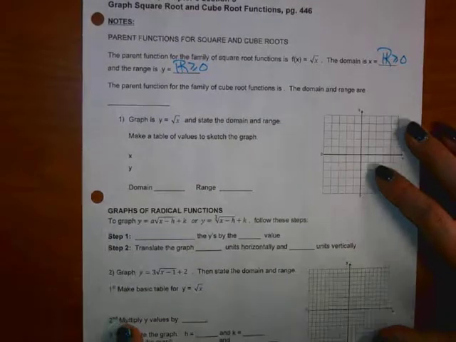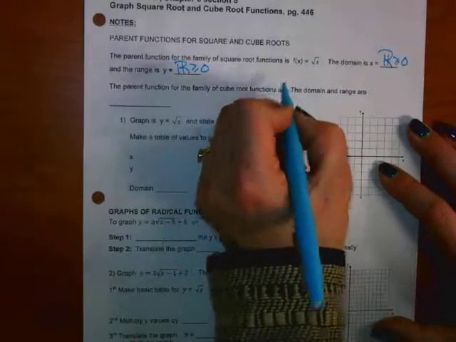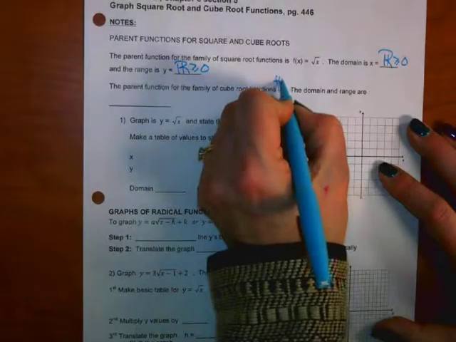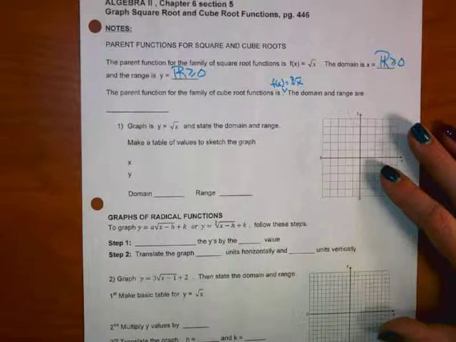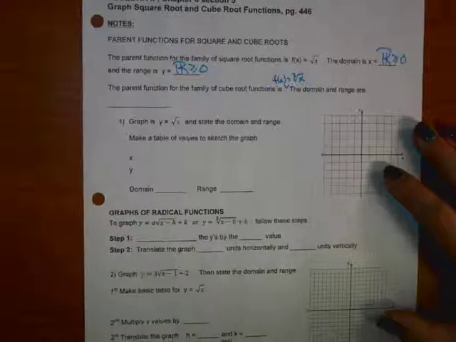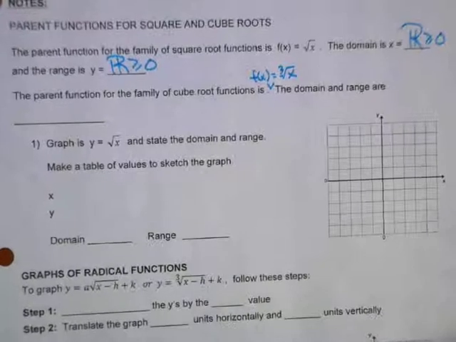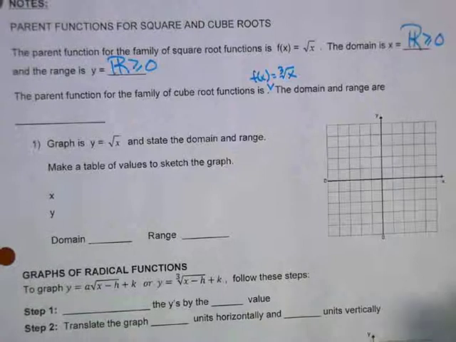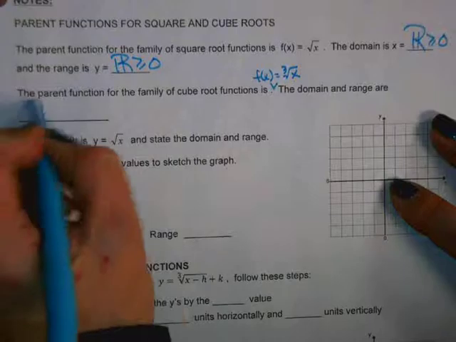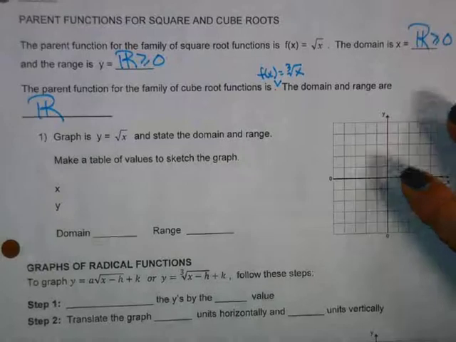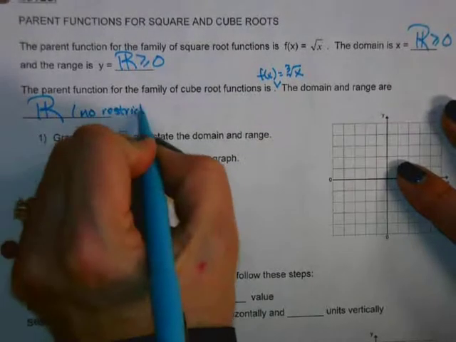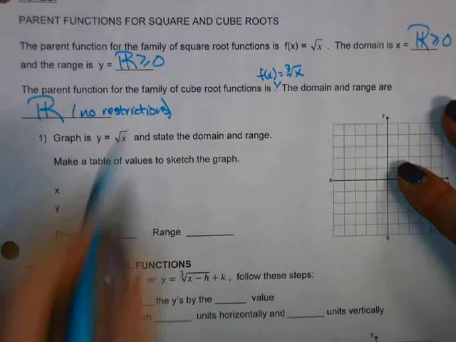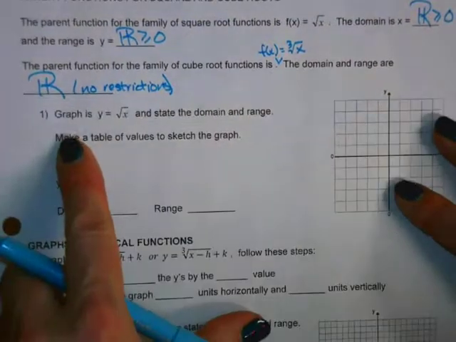The parent function for the family of cube root functions is, let's put this here, I forgot to put it in there, I think it got erased or something, cube root of x. That goes in that little spot right there. The domain and range are all real numbers. There are no restrictions for cube root. Okay? All right. So this is the process for graphing.